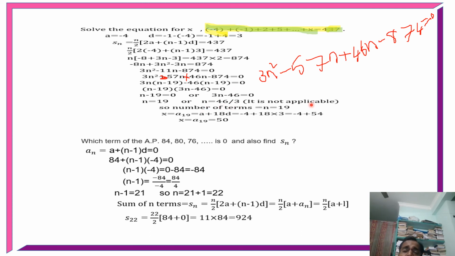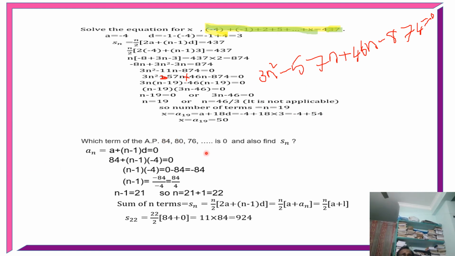The fractional value is not applicable because n is always a natural number only, it is never a fraction. So the number of terms n is 19, which means the 19th term is x. x equals the 19th term, according to the formula a + 18d, which is -4 + 18 into 3, that is 54, so 54 - 4, which is nothing but 50. So the x value is 50.